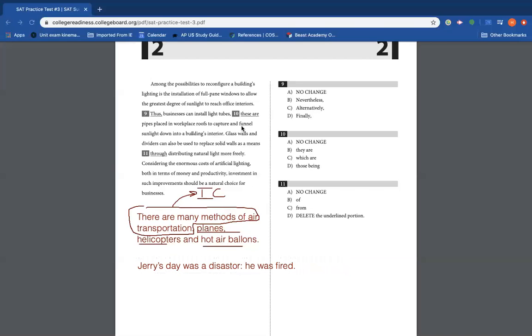So over here we are using it for emphasis. We're saying Jerry's day was a disaster. That's an independent clause, and the second part could be an independent clause, but doesn't have to be. When we say he was fired, this shows why Jerry's day was a disaster. It's a greater emphasis. It adds extra information about what we just said. So we use colons in two ways, either to start a list or to add emphasis.